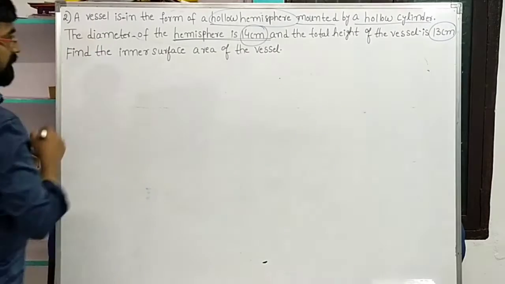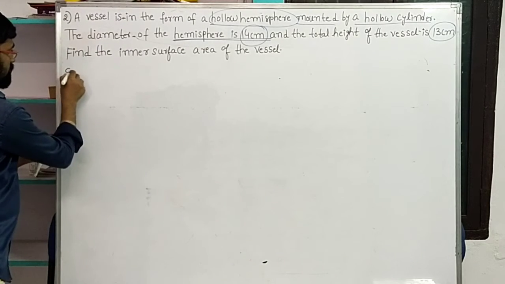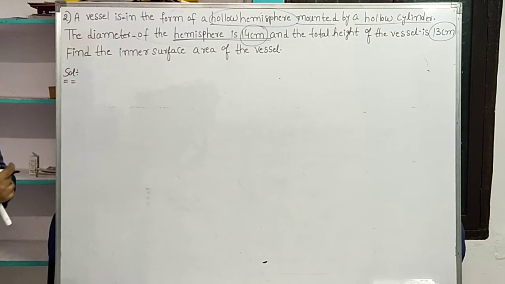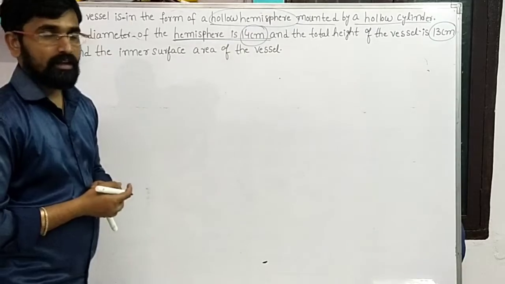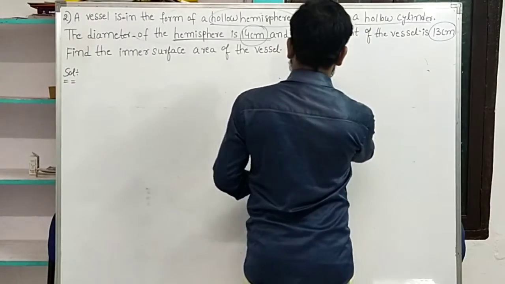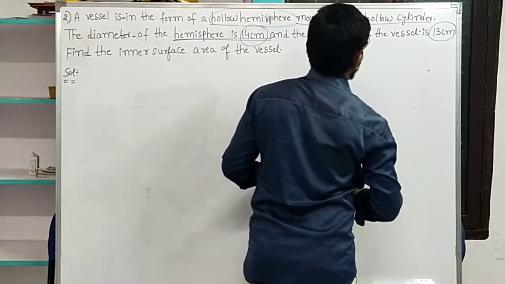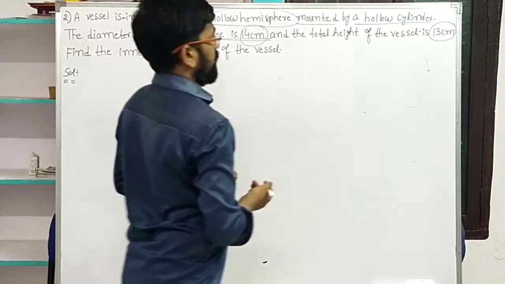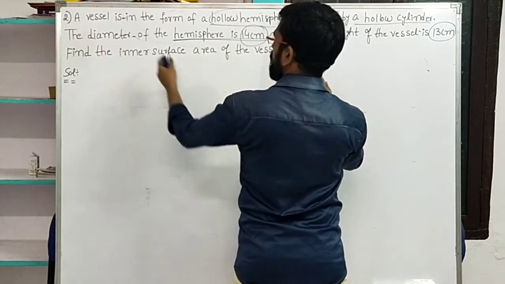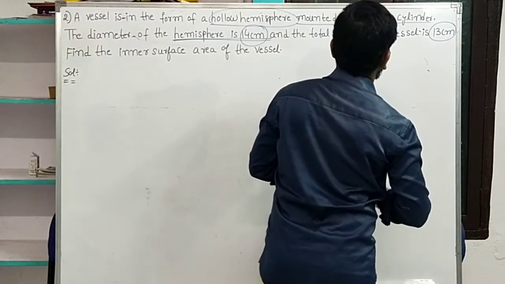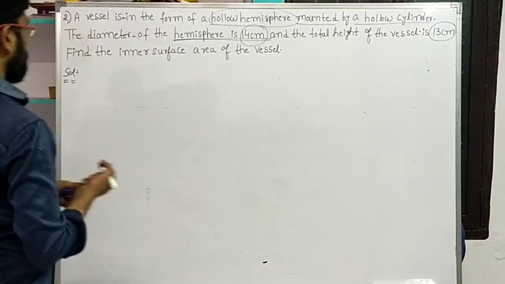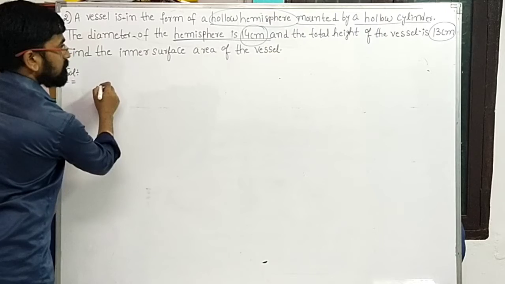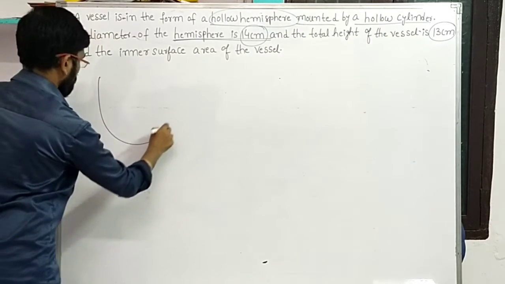Solution for this is, first we need to draw a diagram. We need to draw the diagram first. First of all, the diagram is very important. Draw the diagram aside. The vessel is in the form of a hollow hemisphere mounted by a cylinder. First, draw a diagram.